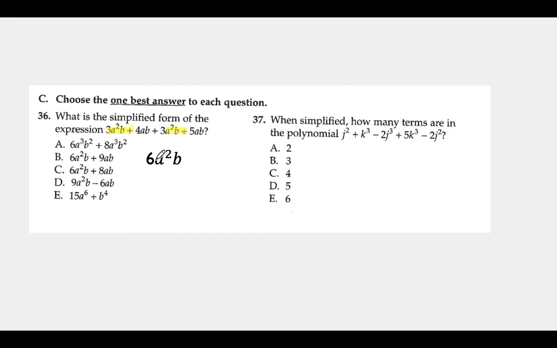And then I have 4ab that I'm also going to add with 5ab. 4ab plus 5ab is going to give me 9ab. So your final answer is going to be B.